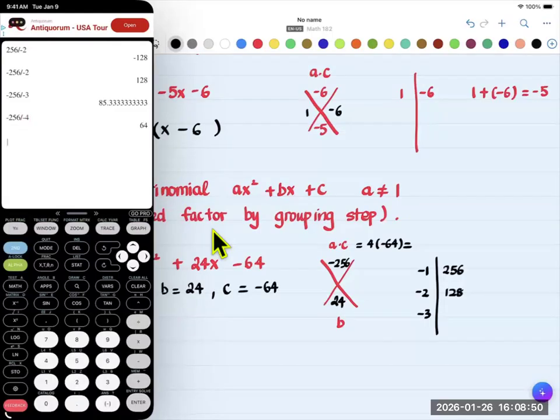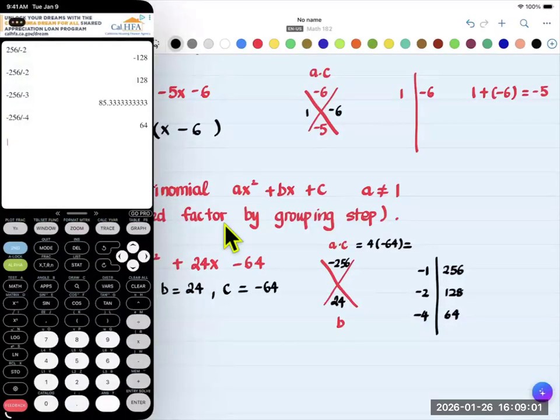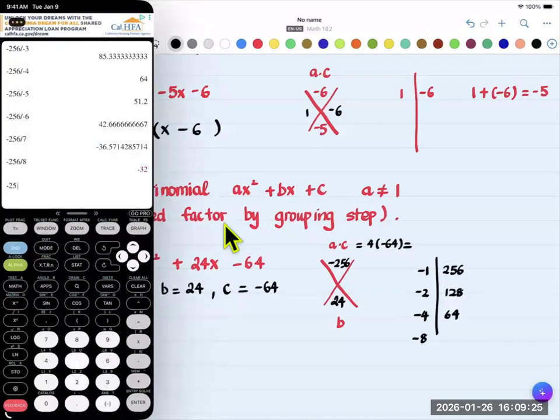Negative 4 works, so we're going to have negative 4, and then this is going to be 64. Will negative 4 and 64 work? Still not. So we move on. Negative 5 doesn't work, it gives a decimal point. Negative 6 doesn't work. Negative 7, oops, doesn't work. Negative 8, and negative 32. I mean positive 32, because I actually put the positive 8. So it should be positive 32, right?